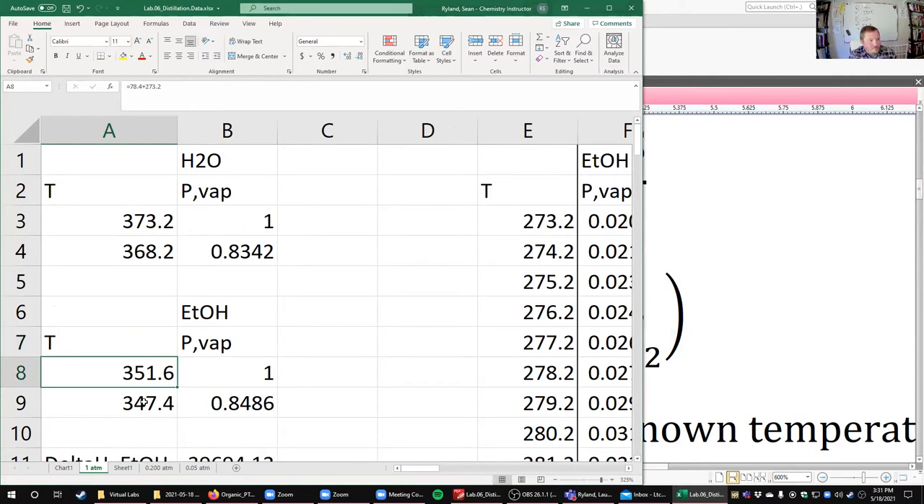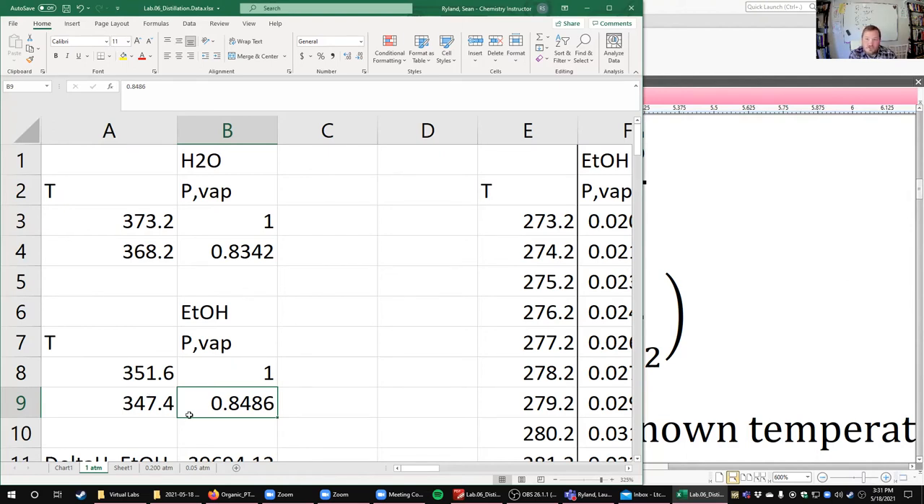I looked up the boiling point of ethanol at 1 atmosphere, and the boiling point of ethanol at 0.8486 was a number that I was able to find from some reputable source. And I plugged in that boiling point, which was 347.4 Kelvin.